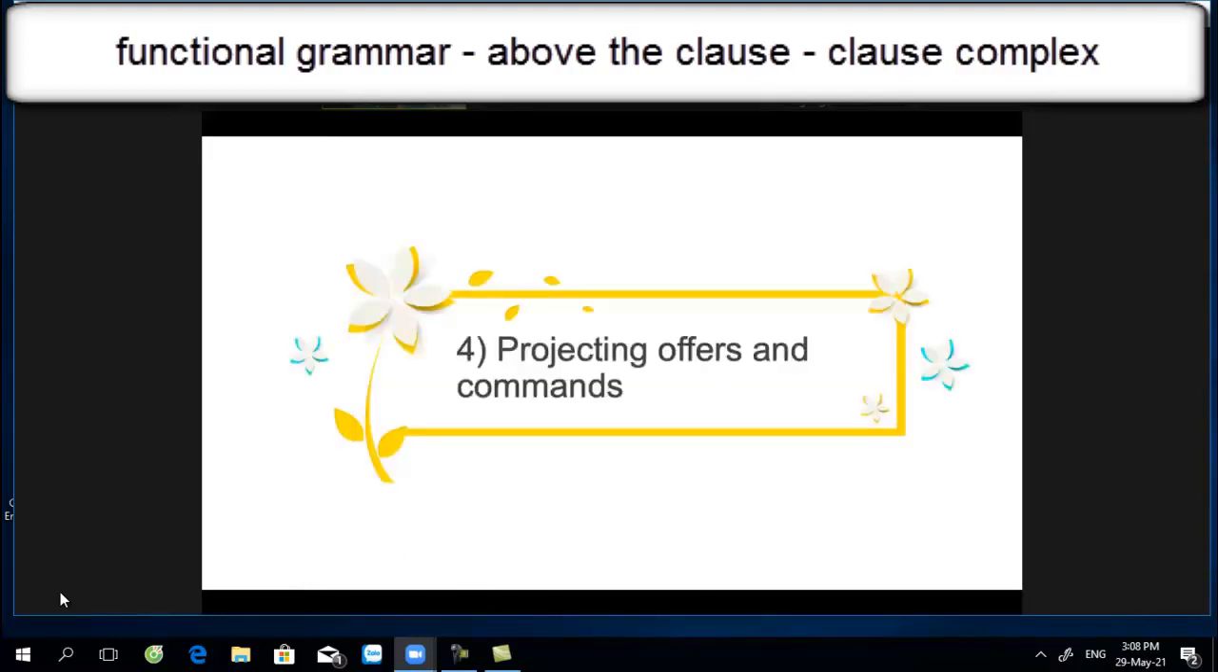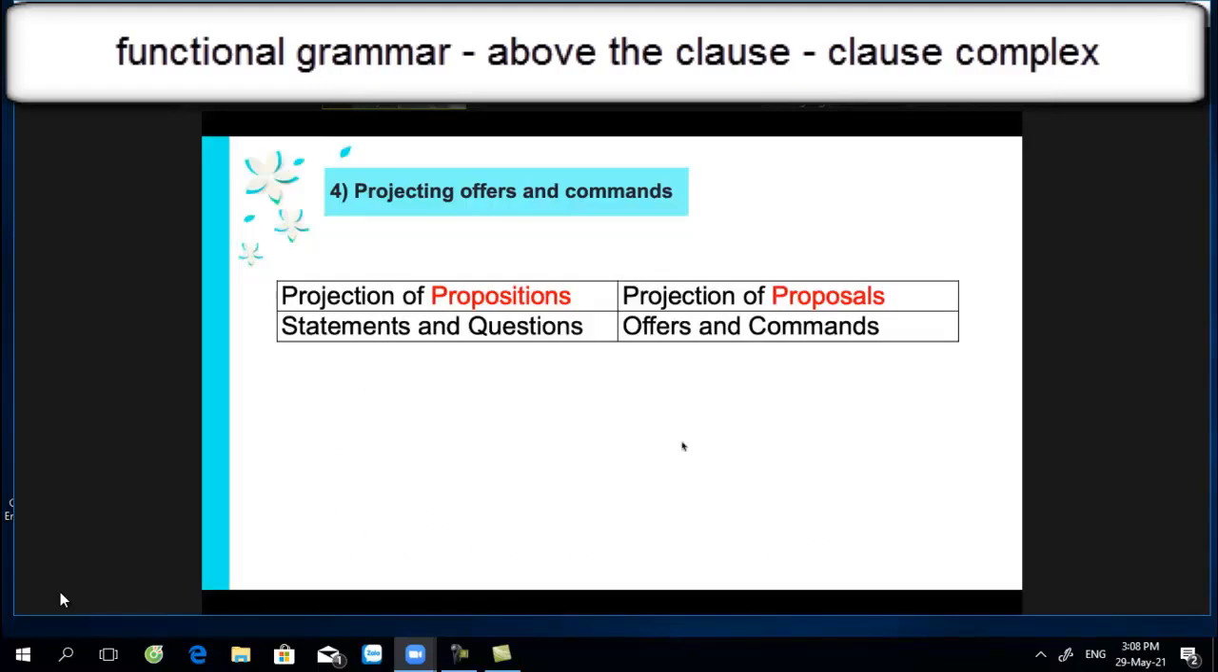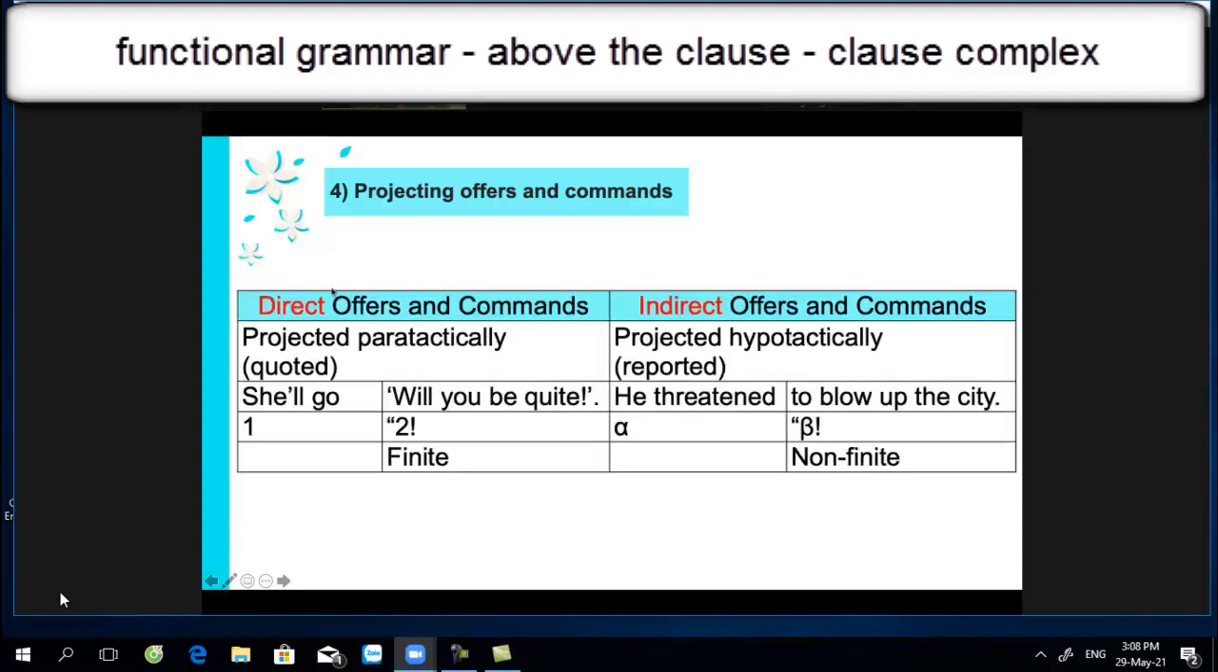Okay, number 4, offers and commands. Now you have to get yourself familiar with the 2 new terms, proposition. Proposition includes statement and questions, and proposal includes offers and commands. So offers and commands have 2 types, direct and indirect.